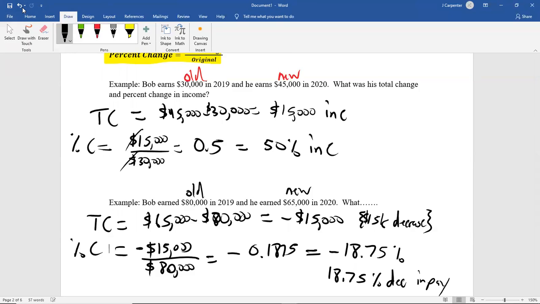He's not making 18.75% of his previous salary. That's not what we're saying. We're not talking about a percentage of something. We're talking about a percent change. They are very different things, and it's easy to mix up those concepts.